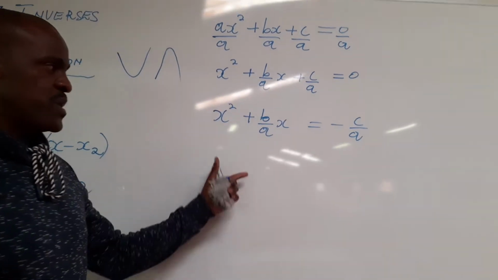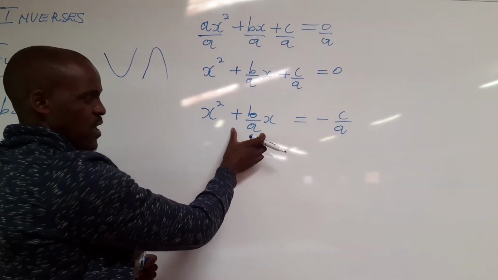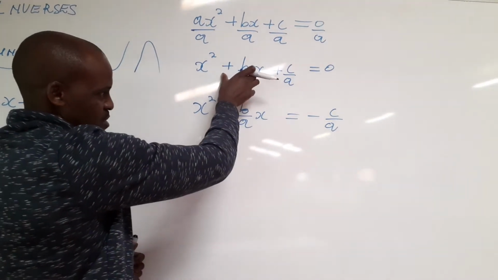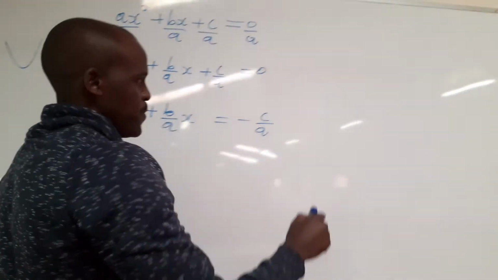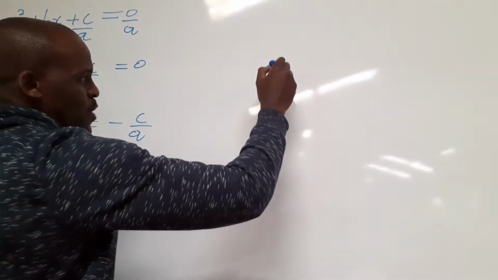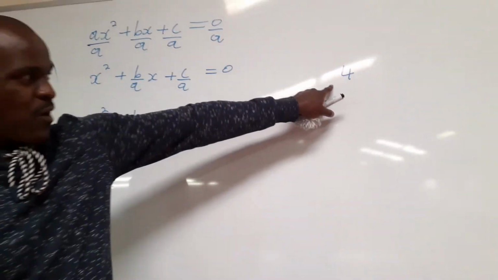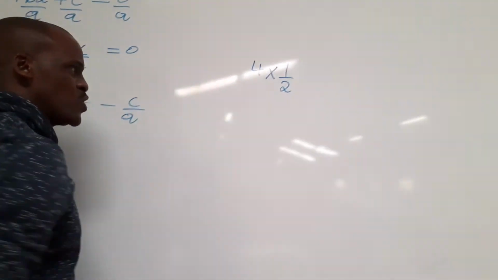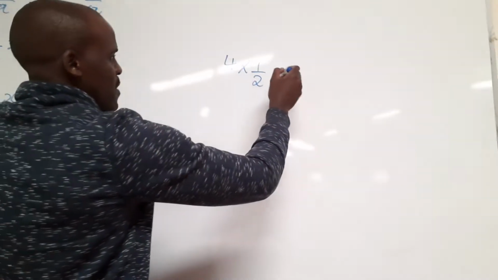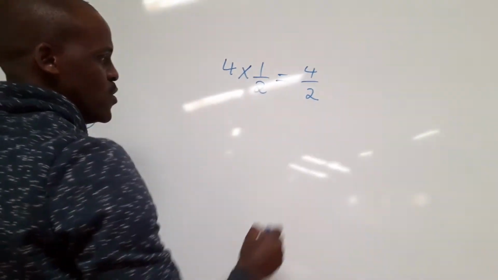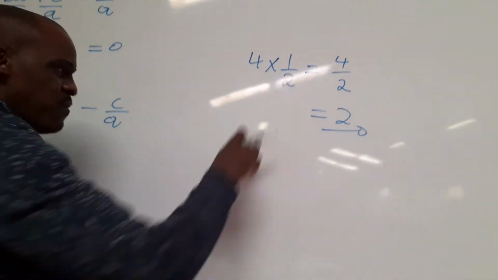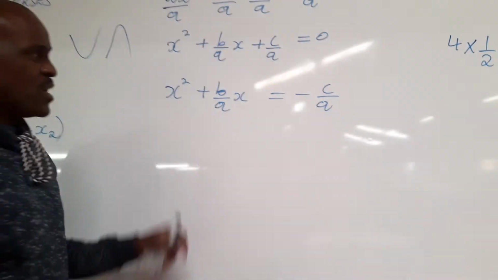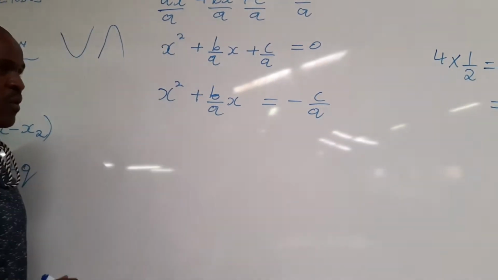If you are to complete the square, you halve the coefficient of the middle term. For instance, if you have 4 and you are to halve 4, that means you are multiplying 4 by 1 over 2. So this will be 4 over 2, which is equal to 2. If you are to halve something, you multiply that thing by 1 over 2. We do the same here. To complete the square, we halve the coefficient of the middle term.